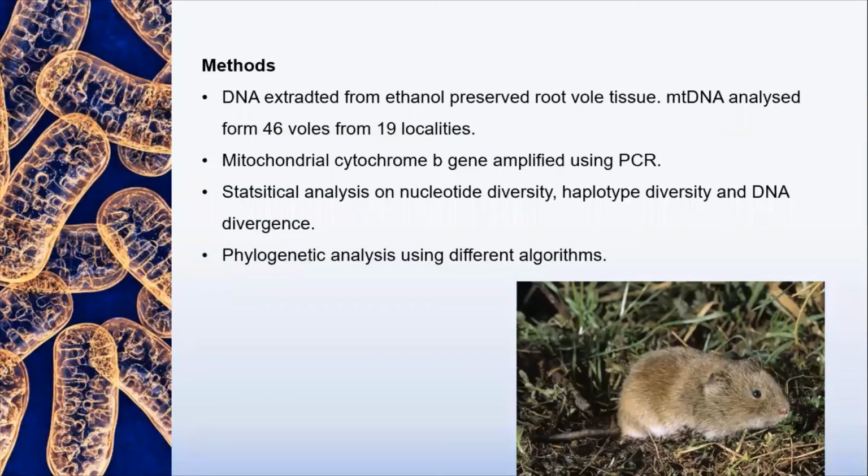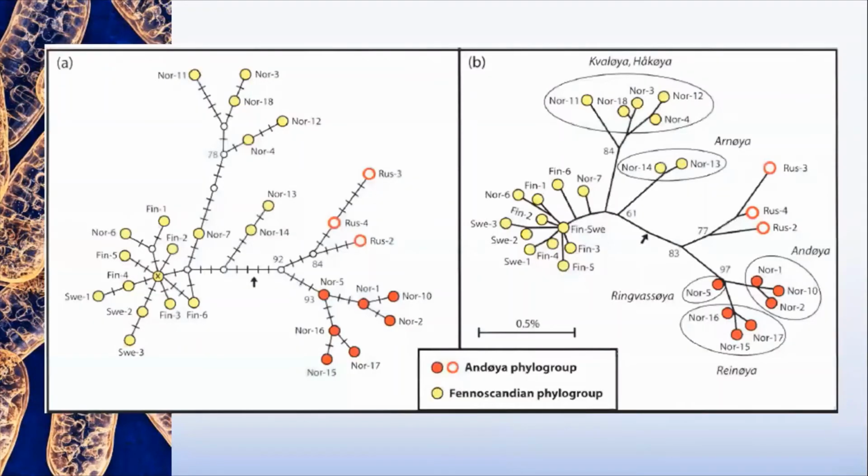They then did phylogenetic analysis using different types of algorithms. The phylogenetic analysis is quite complicated, but this figure can help visualize it. So you can notice two distinct groups. You have the ones in yellow and then the ones in red, and they split from where the arrows are showing here. And if you notice, this has Andøya, Rinøya, and Ringvassøya.